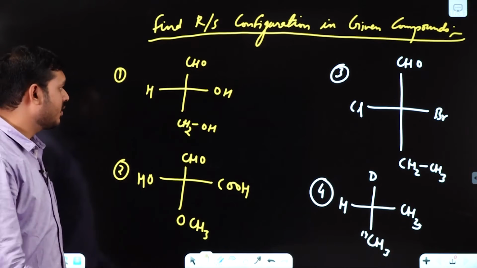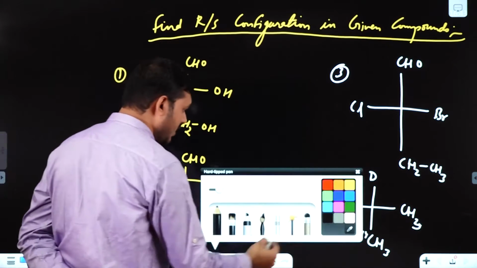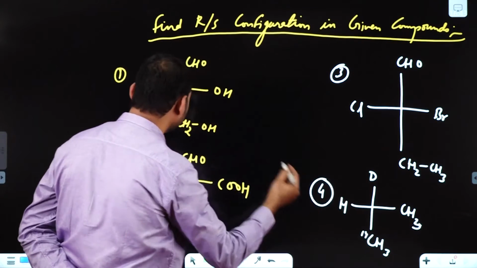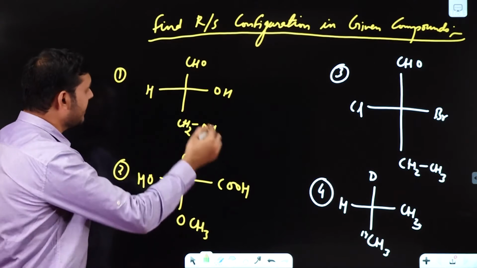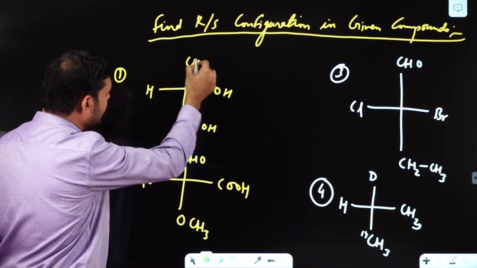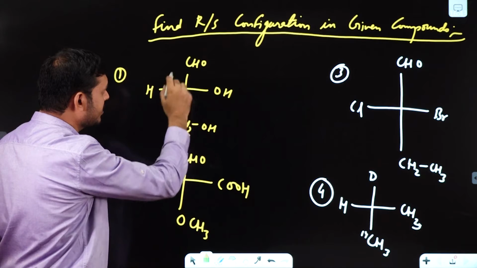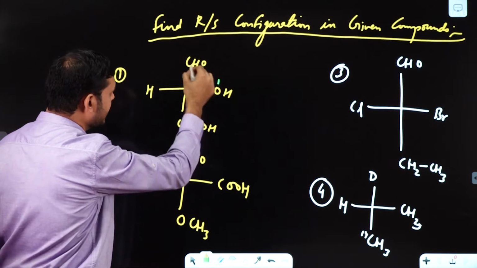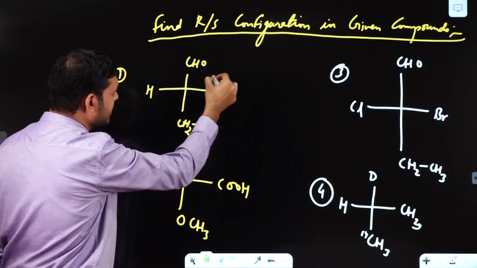Okay, so I think you must have completed this one. Let's see one by one. First, this one. If I see this carbon, CHOH, CH2OH and OH, so it is a chiral center. This oxygen, carbon, carbon and H. So this is first priority.